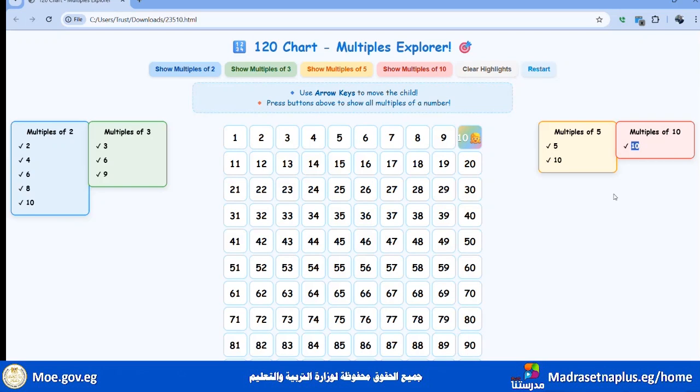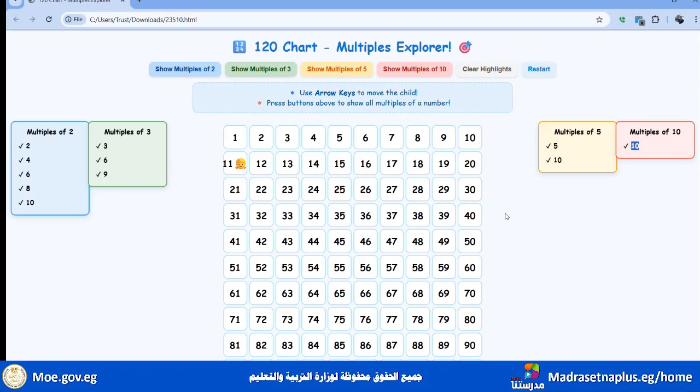Now, you should know the 120 chart is a powerful assessment for you, a good friend for you, a great helper for you. By studying the 120 chart you can get multiples of any number that you want to look for. By jumping 2's, you can get multiples of 2. By jumping 3's, you can get multiples of 3 the same way. Let's go.